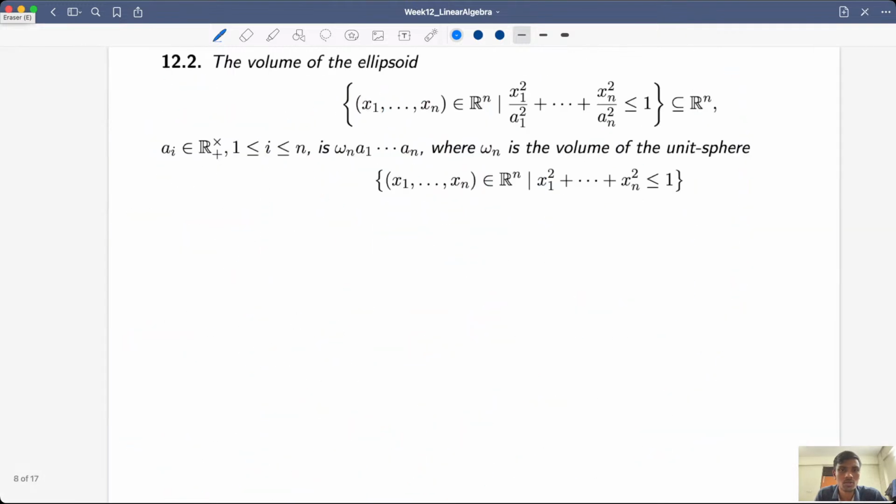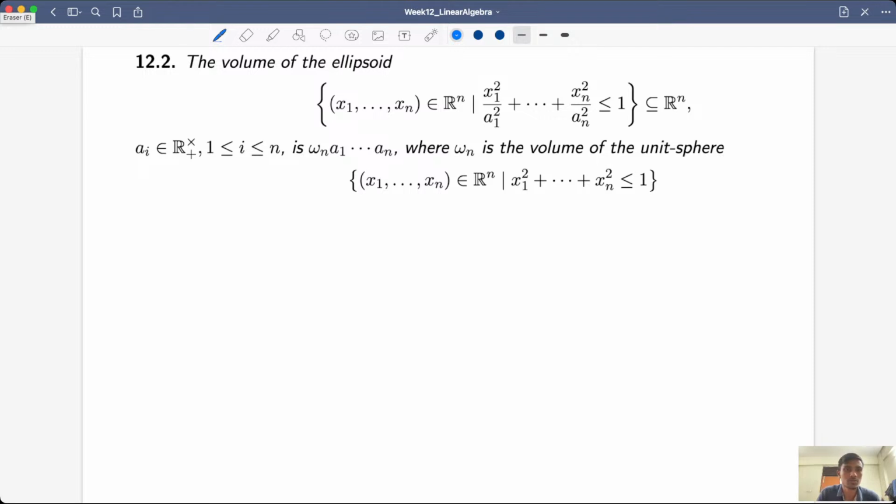Now let's go to some problems related to volumes. Here we need to calculate the volume of an ellipsoid, which is defined in R^n as the solid ellipsoid: the set of (x1, x2, ..., xn) belonging to R^n such that x1 square by a1 square, all the way up to xn square by an square, is less than or equal to 1.